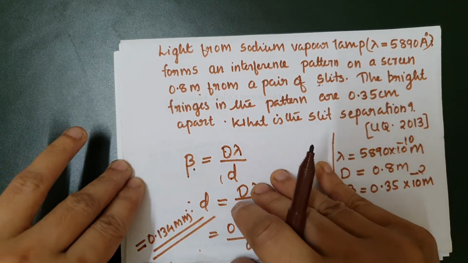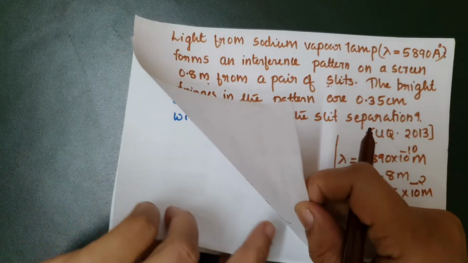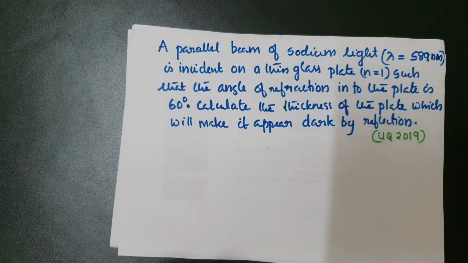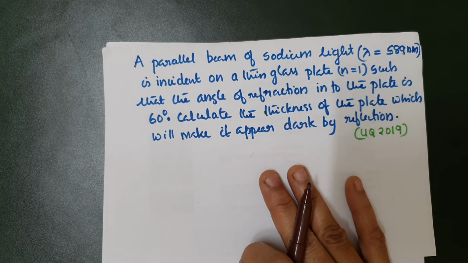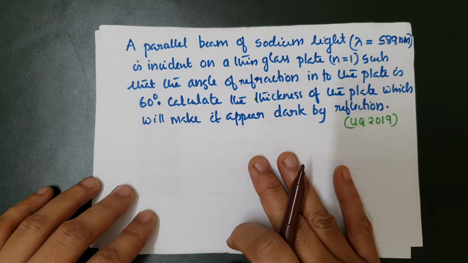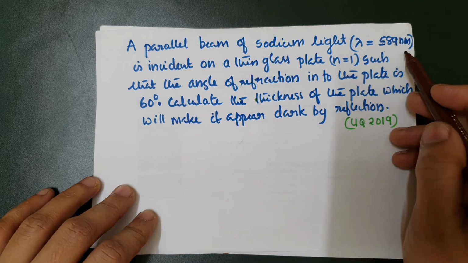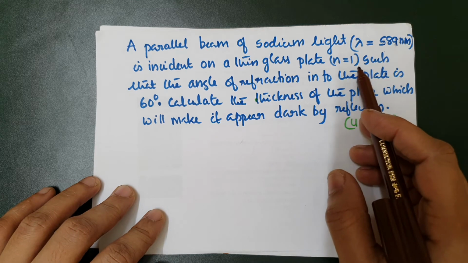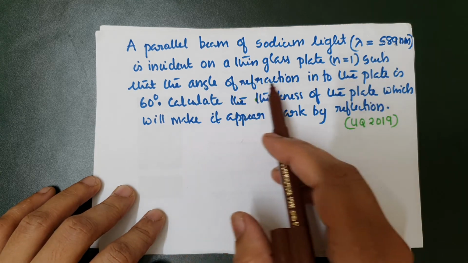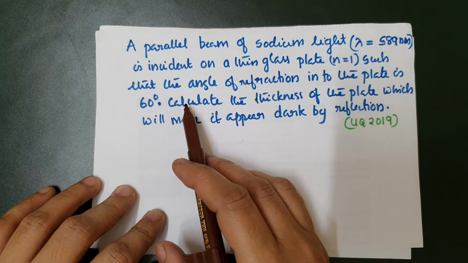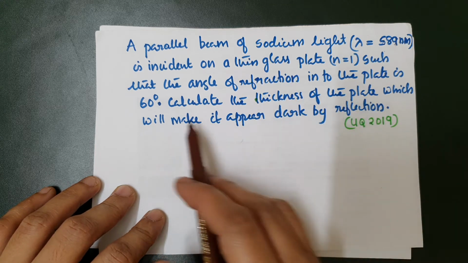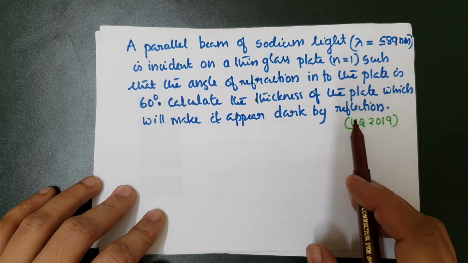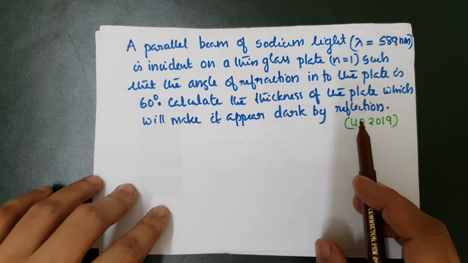And the next problem is, a parallel beam of sodium light, lambda is 589 nanometer, is incident on a thin glass plate. n is equal to 1, such that the angle of refraction into the plate is 60 degrees. Calculate the thickness of the plate which will make it appear dark by reflection.